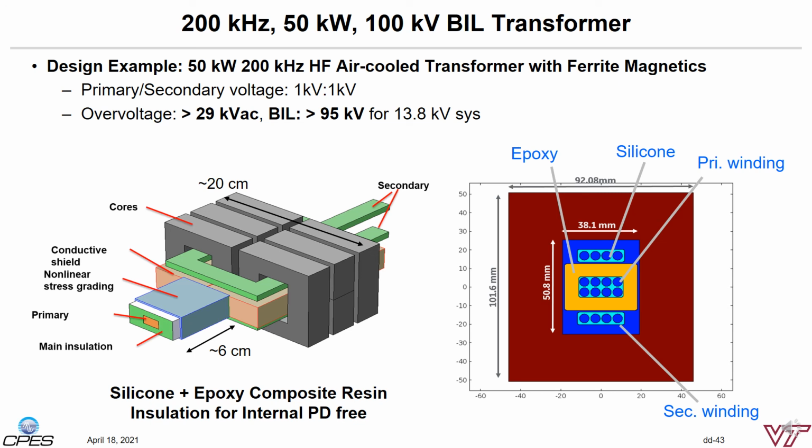Nonlinear stress grading material is applied from the winding terminal exit to the conductive shielding layer to control the E-field spreading along the horizontal axis on the surface of the bar-shaped terminal.